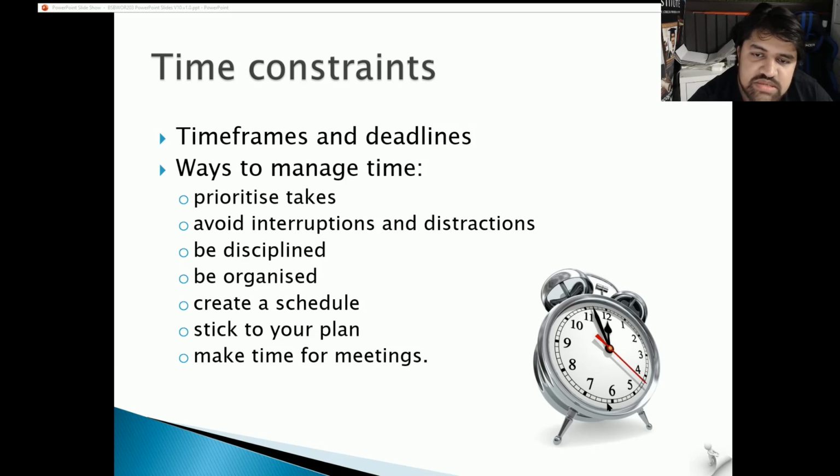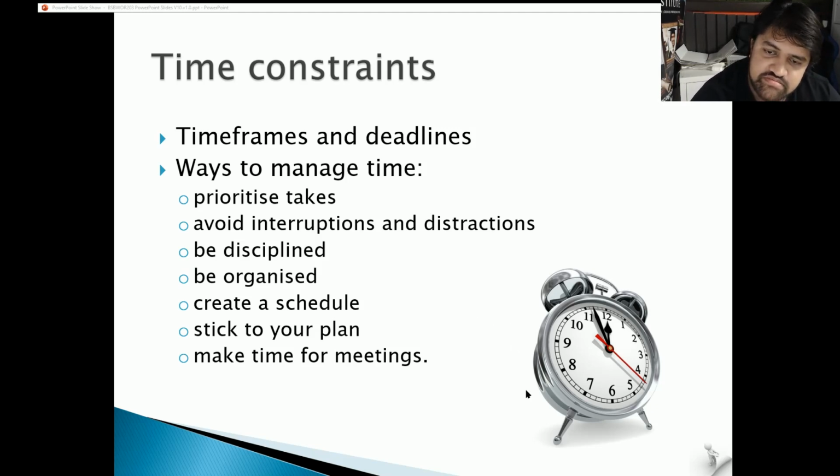Timeframes and deadlines. So ways to manage time. You need to prioritize the tasks that you have, avoid any interruptions or distractions, be disciplined, be organized, try and create a schedule, stick to your plan, and make time for meetings.